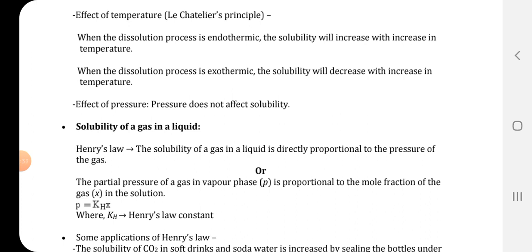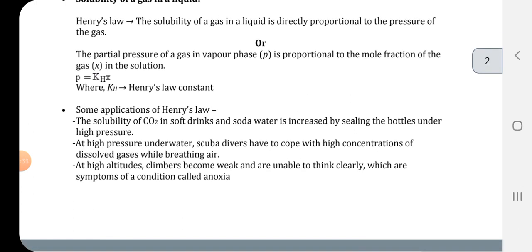Henry's law states that the solubility of a gas in a liquid is directly proportional to the pressure of the gas, or the partial pressure of the gas in vapor phase is proportional to the mole fraction of the gas in the solution, that is P equals Kh chi. Kh is the Henry's constant.